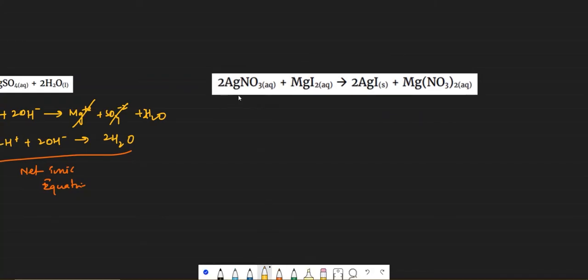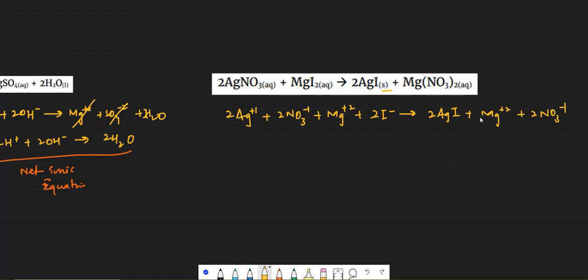So there are 2 Ag atoms, so there will be 2 silver ions, and the 2 is being multiplied with the whole molecule. So there will be 2 nitrate ions. And 1 magnesium atom will give 1 magnesium ion, and 2 iodine atoms will produce 2 iodide ions. AgI is a solid, it will not break down, it will remain as it is, and then we'll have 1 magnesium atom forming 1 magnesium ion, and 2 nitrates forming 2 nitrate ions.